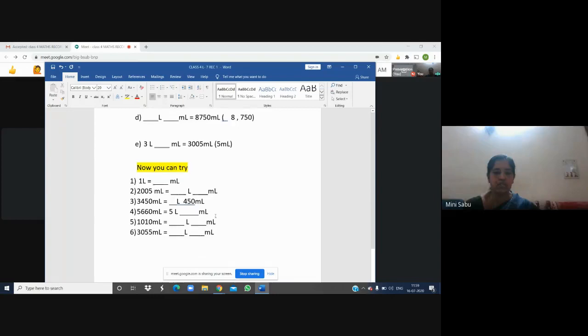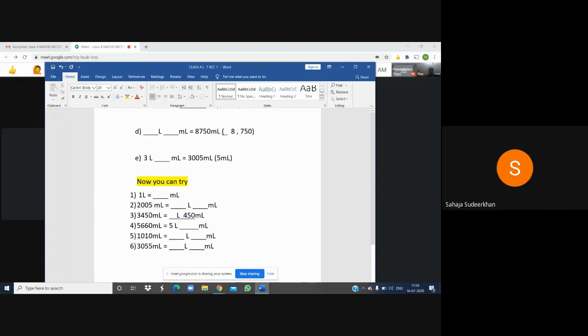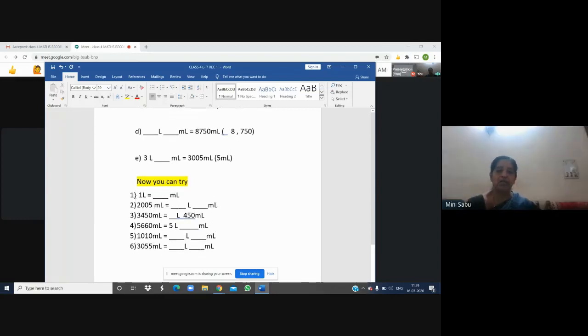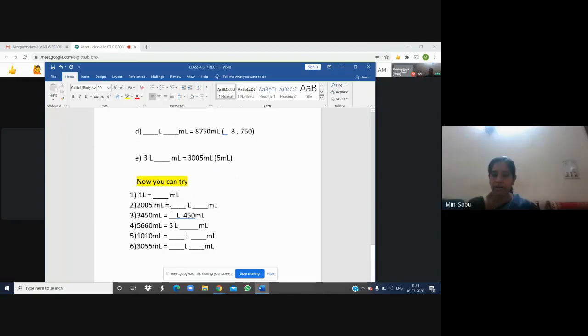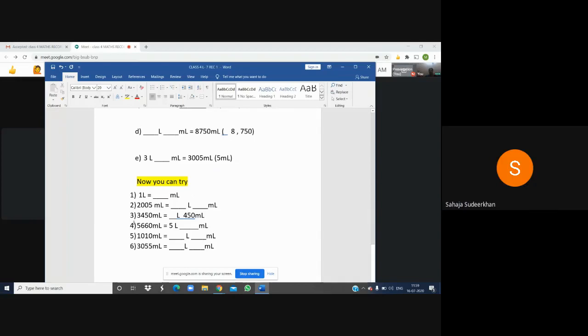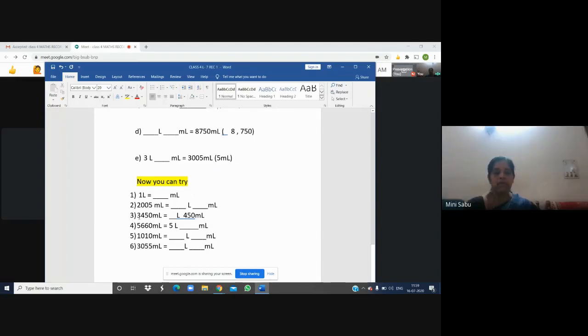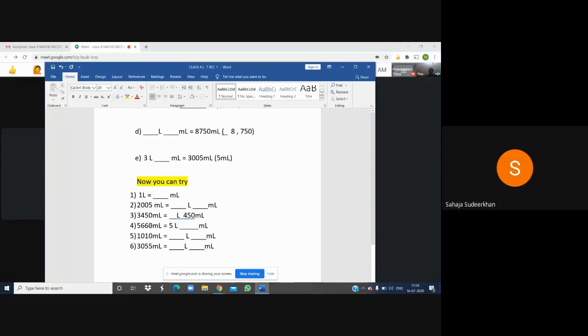Now there are some questions for you to try yourself. Okay. I shall read it out. 1 liter is dash ml. Very simple, you know it. Okay. 2005 ml equal to dash liter dash ml. Can you do it? Yes, ma'am. Third one is 3450 ml is equal to dash liter 450 ml. How many liter you have to write here?